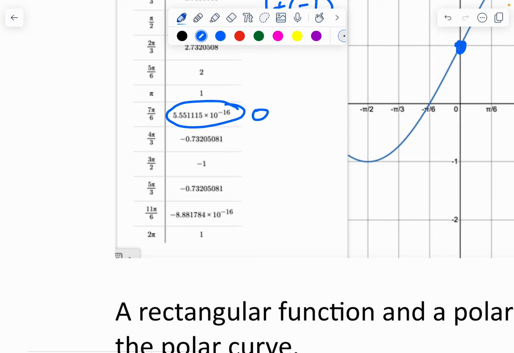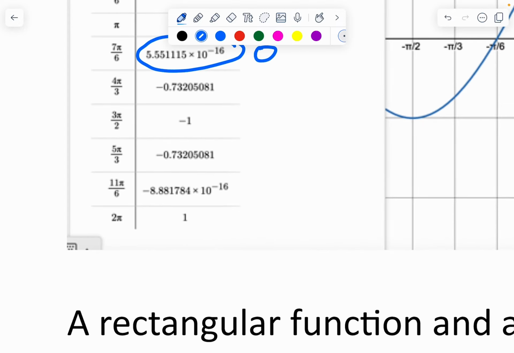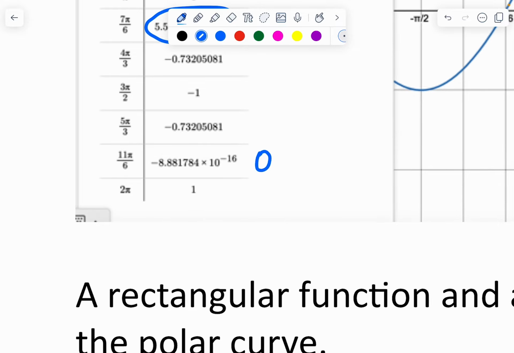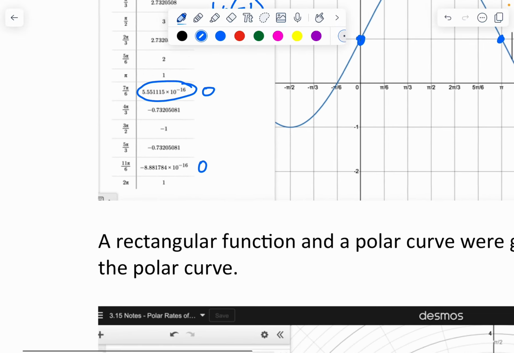Same idea here. They were probably estimating pixels or something, which is more advanced than I really care to get into. But those two values are both 0.